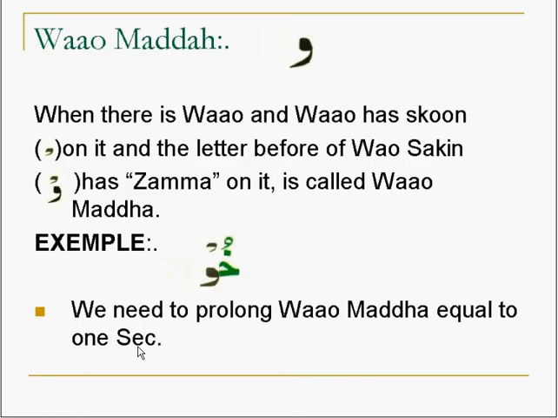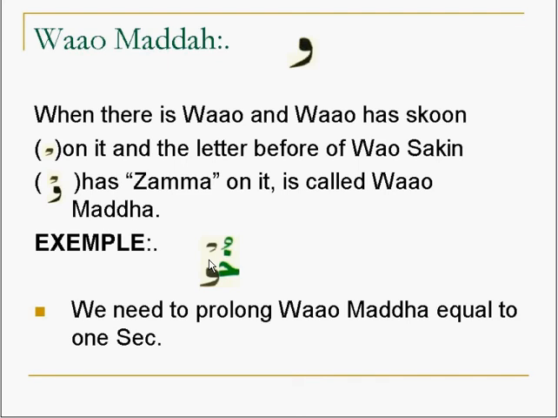Our second madda letter is waw madda. When there is waw and waw has a sakoon on it, and the letter before waw sakin has a zamma on it, it is called waw madda. Let's see an example. There is a waw and waw has a sakoon. This is the symbol of sakoon, and we always use the sakoon for joining two letters. Whenever sakoon is on the waw, we check the letter before. If the letter before waw has zamma on it, it will be waw madda.